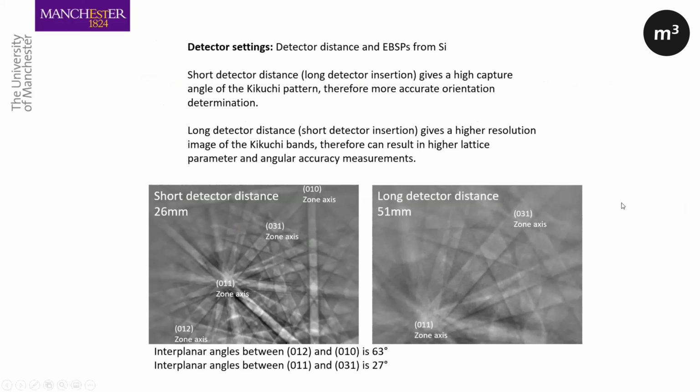So detector settings can also be used, for example, moving the detector in and out. If you have a long detector distance, that means you've not put the detector in far enough. You don't capture as much of the pattern, but you get really wide bands for angular accuracy. And if you move the detector in, you capture more of the pattern. So you can see here more zone axes of this sample, but the bands are narrow.